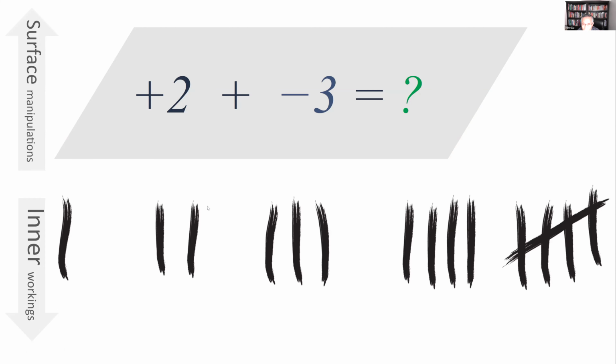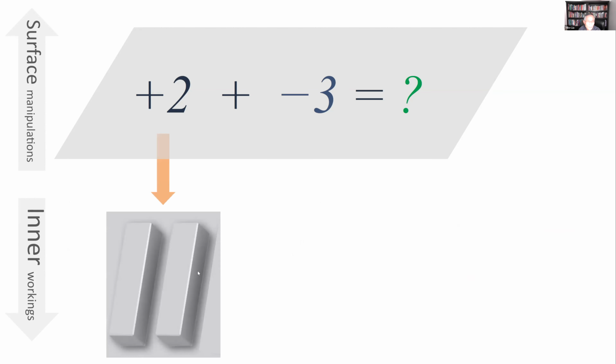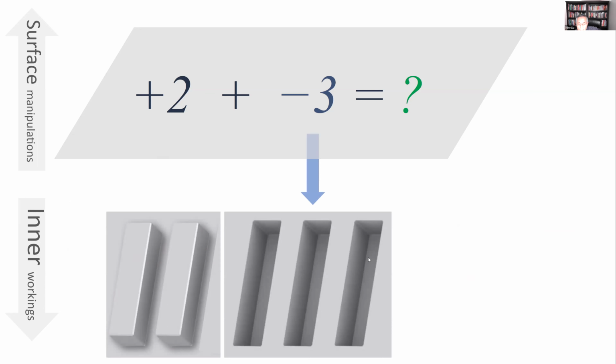So what we do is we modify it, improve the traditional tally mark. How do we do that? Well, that was a 2D. Now I introduce a raised tally mark to represent positive. Then I introduce a recessed tally mark to represent negative.